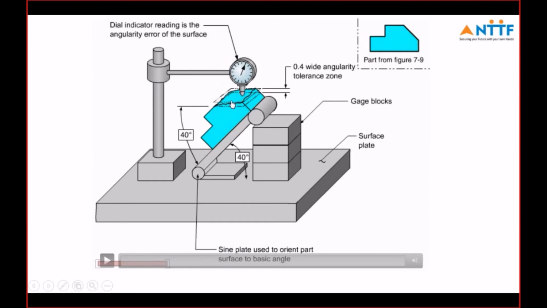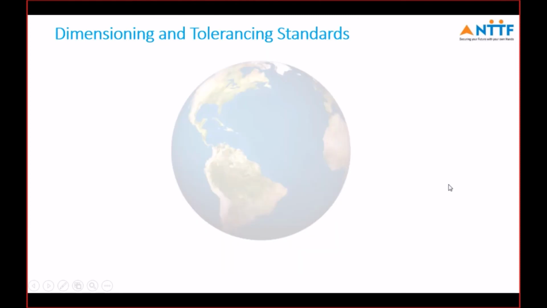In GD&T, angular variations are measured in units, not in minutes and seconds. It is easy to measure. The angle is considered a basic angle. The tolerance is provided with reference to the basic angle. It is measured in millimeters, units, easy to measure, quick.